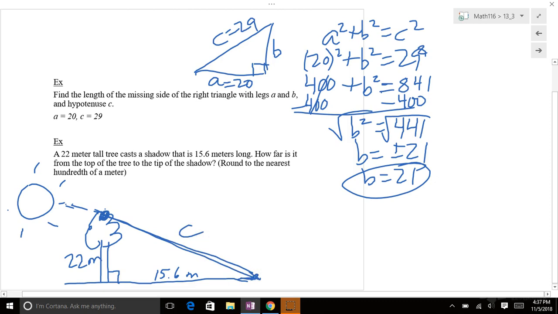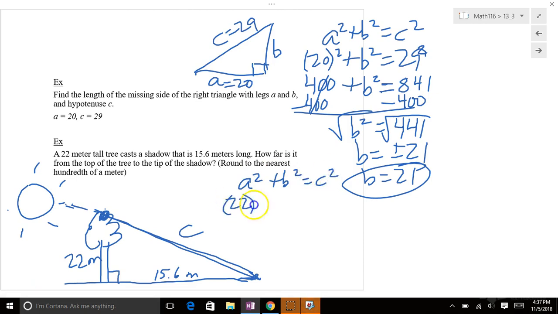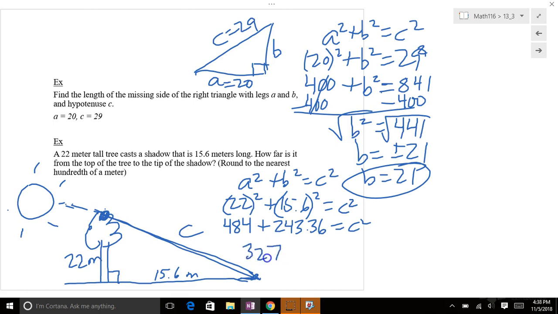So in other words, what's your hypotenuse? Same thing, we're going to go a squared plus b squared equals c squared. So 22 squared plus 15.6 squared equals c squared. 22 squared gives us 484. 15.6 squared gives us 243.36. This equals c squared. Add those up, and you get 327.36. Oops, 327.36. And then solve for c.